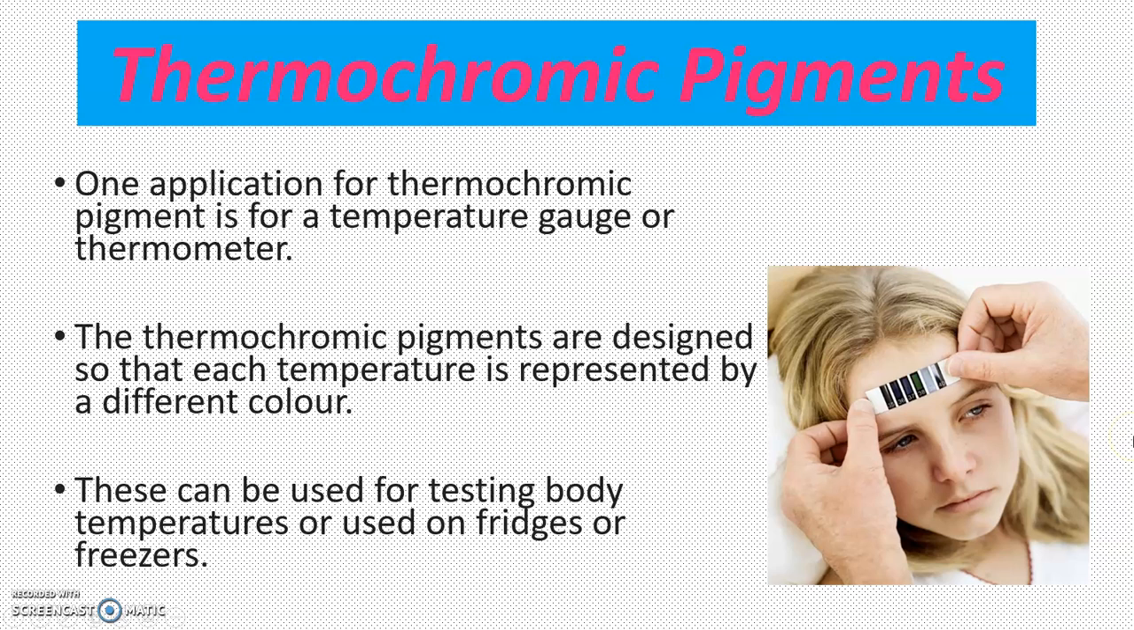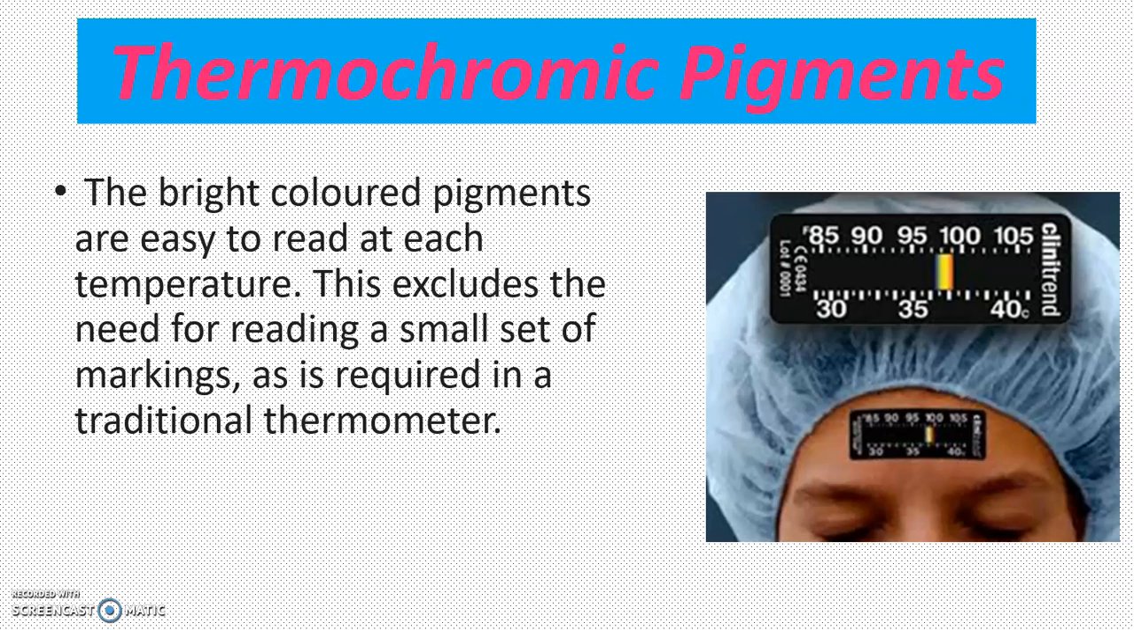And you're not reading wee small numbers and different things, making it overly complicated. The bright coloured pigments are easy to read at each temperature, as you can see here. This excludes the need for reading small set markings as required in a traditional thermometer. It makes it easy for people to read all over the world. As you can see here, this is in Fahrenheit and this is in degrees C. Fahrenheit is obviously used by Americans, and degrees C is obviously used in Europe.